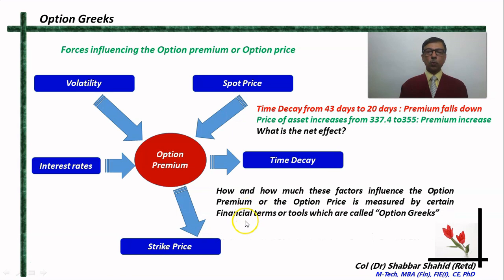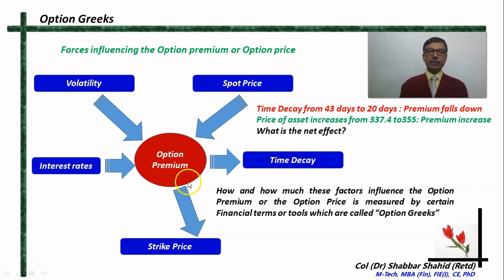All right. So how and how much these forces influence the option premium or the option price is measured by certain financial terms or tools which are called option Greeks. So what we have seen here are not the option Greeks. They are actually the forces which are influencing the option premium. And the tools or financial terms which measure how and how much these forces are affecting the option premium are called option Greeks. So we will be studying the option Greeks.